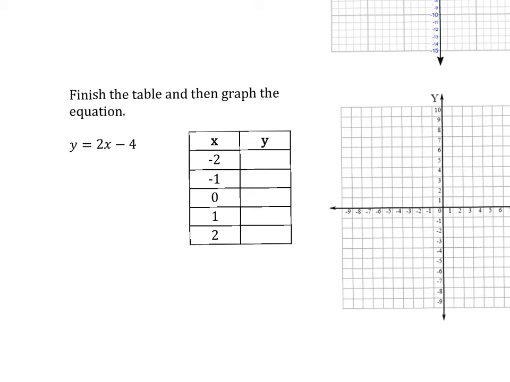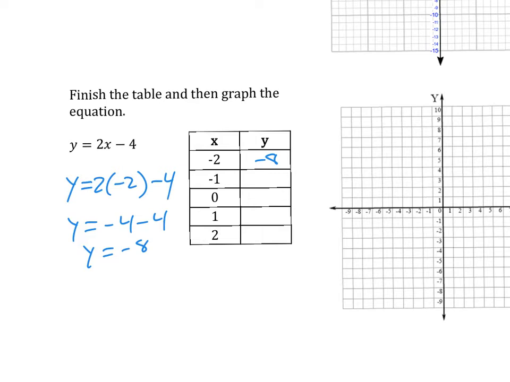Okay, so if I substitute -2 in, I'll get y equals 2 times -2 minus 4. And that gives me y equals -4 minus 4. So y is going to equal -8. Okay, so that's what you would do. You would substitute that x value in where you see an x and then figure out what your y value is based on that x value.